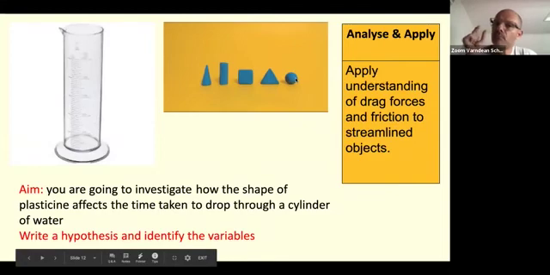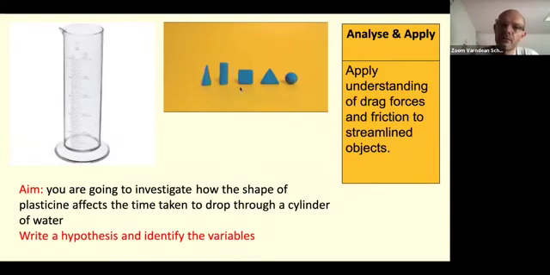Plasticine, blu tack, but you have to use the same piece. Although there are 5 different shapes here, you're actually meant to use the same piece and make it into different shapes. If it's not the same piece, it's not a fair test, because you're also changing the mass as well as the shape. And what we're investigating here is shape.